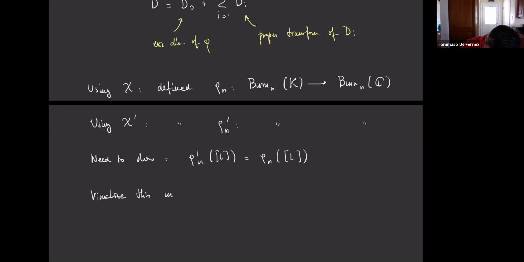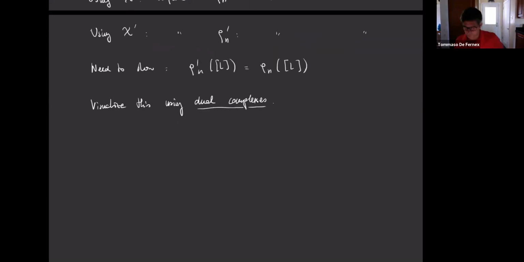So we can visualize this using dual complexes. Okay, so maybe quickly, parenthetically, what is a dual complex? If I start with D, a simple normal crossing divisor in some smooth variety, which has some components Di, then I'm going to assume that the strata, to remind you, this is the intersection of the divisors indexed by I, assume that when I is different from 0, it's irreducible.